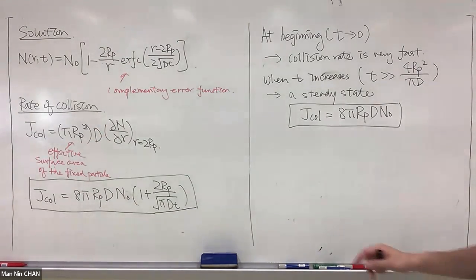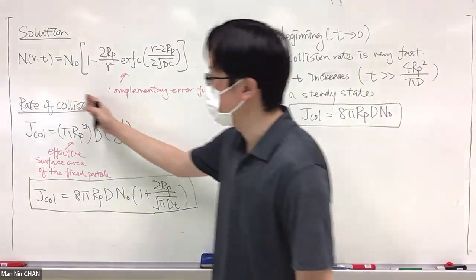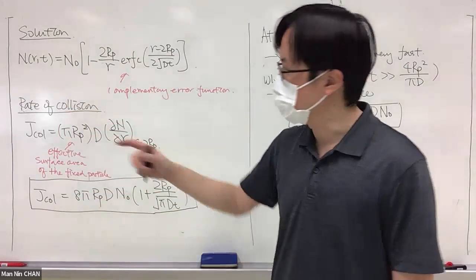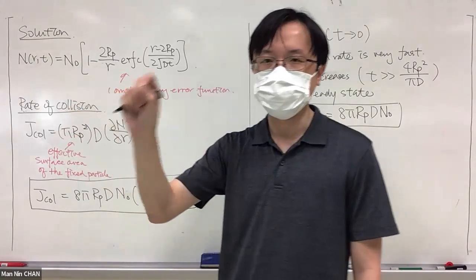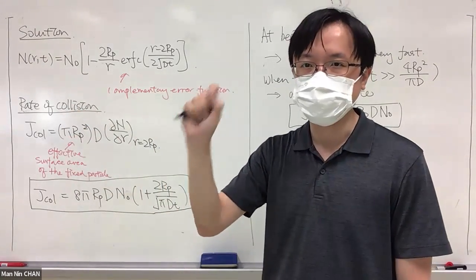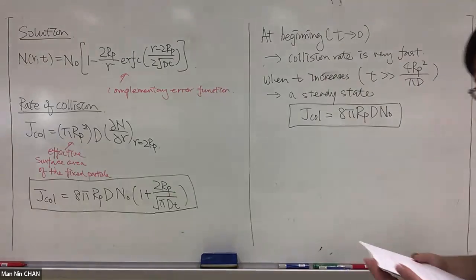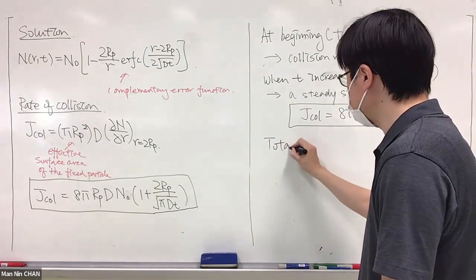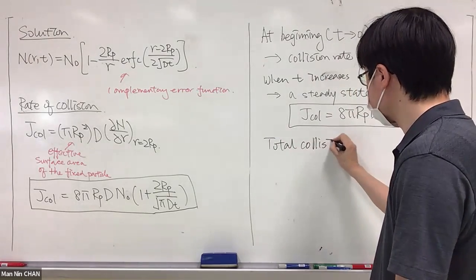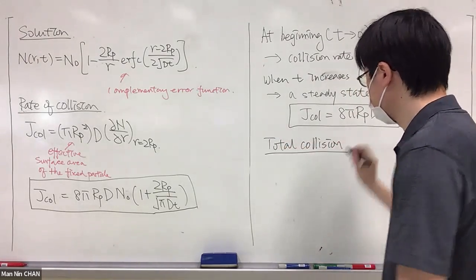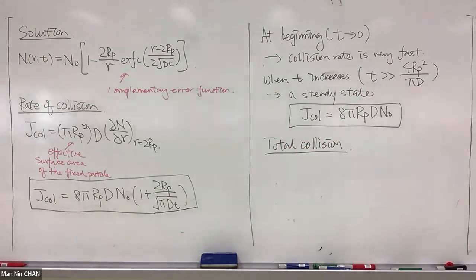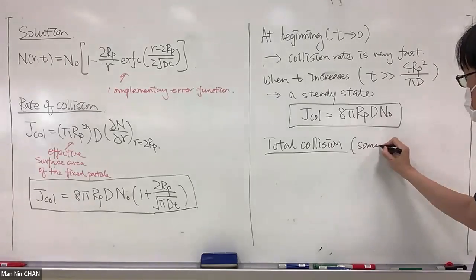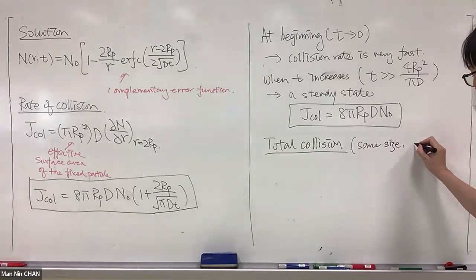So remember, just like I mentioned, this equation I show you here is just to look at the rate of collision for a single fixed stationary particle. Now you also want to look at the total collision. Of course, here we're also looking at all the particles having the same size.